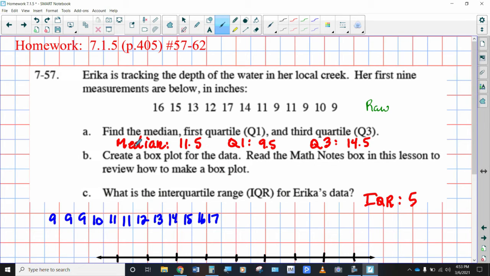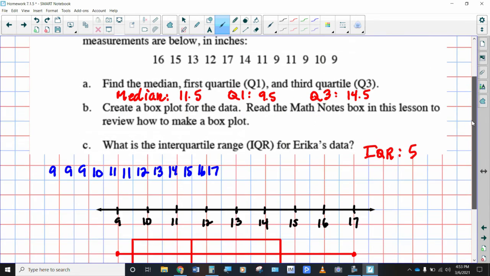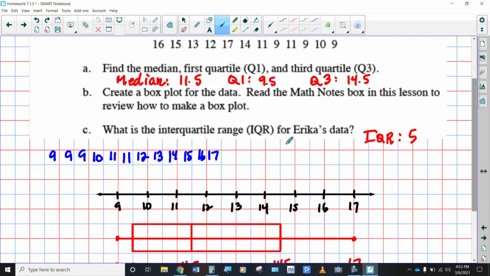So we go through, and there's 3 9s, there's a 10, there's 2 11s, there's 12, there's a 13, there's a 14, there's a 15, there's a 16, and there's a 17. 1, 2, 3, 4, 5, 6, 7, 8, 9, 10, 11, 12. Make sure I've got 12 in my ordered data. I count them just because the most common mistake people make is they don't get all the numbers accounted for.